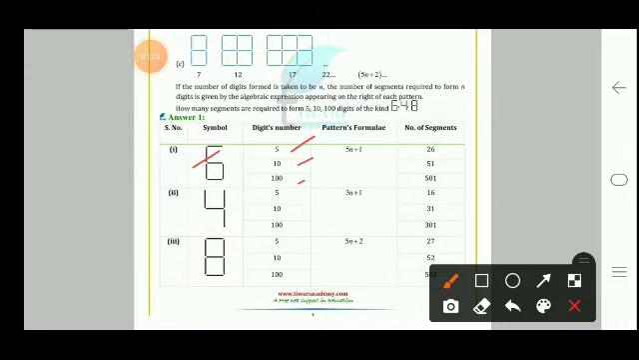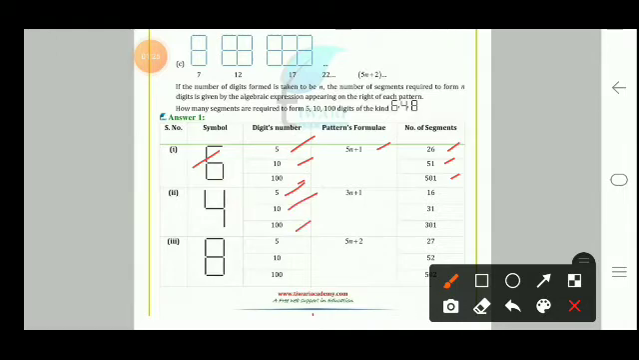For this number of digits, with 5n plus 1, the number of segments will be 26. Then for 10 digits, the number of segments will be 51. For 100, 5n plus 1 is 5 into 100, 500 plus 1, 501. Then for the second part, the digits required are 5, 10 and 100.